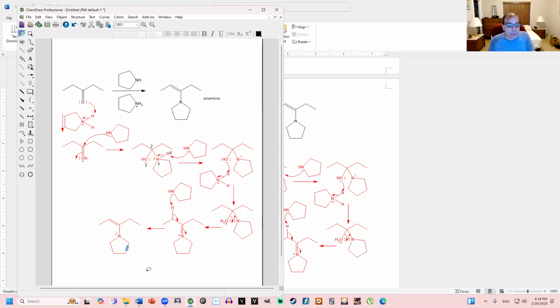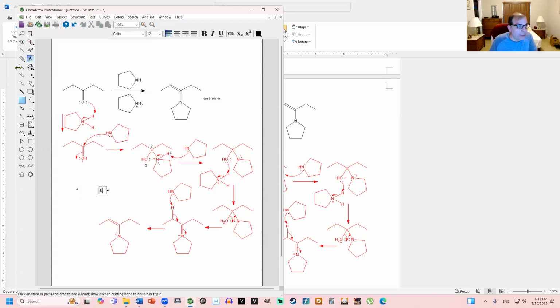And it was at this point, if this were forming an imine instead of an enamine, we would now simply deprotonate the nitrogen to get rid of the plus charge. We don't have that option. There's no hydrogens attached directly to that nitrogen. So we need to get a proton from elsewhere. And the place that we get it from is the beta carbon.